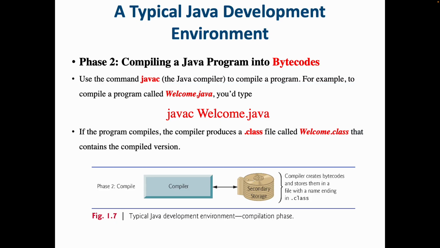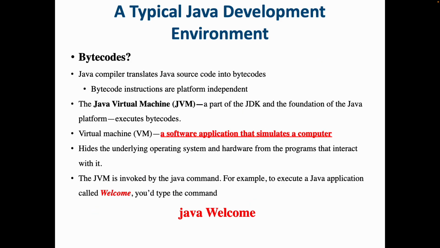Compiled it. If there was any grammar error or so, it would warn me. Then what is the bytecode? Well, the bytecode is actually platform independent instructions. So as I said, Java is an architecture neutral programming language.